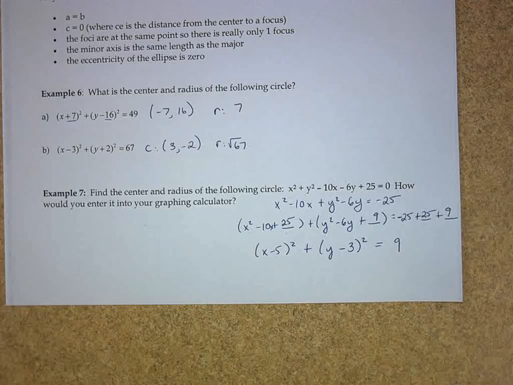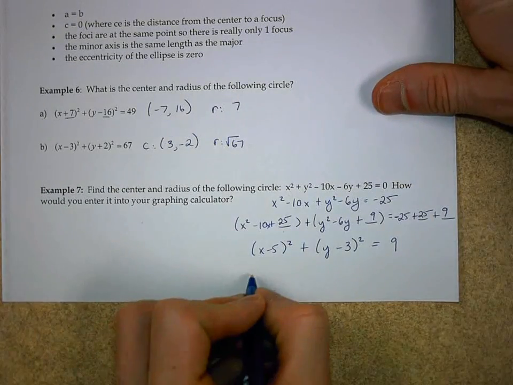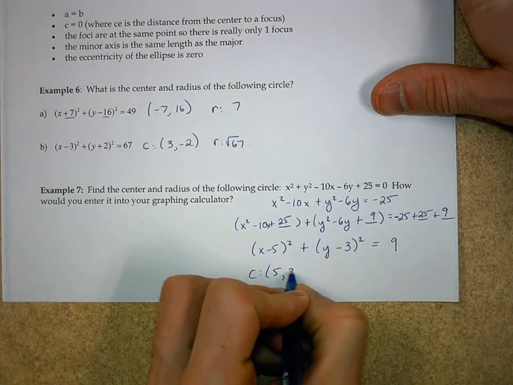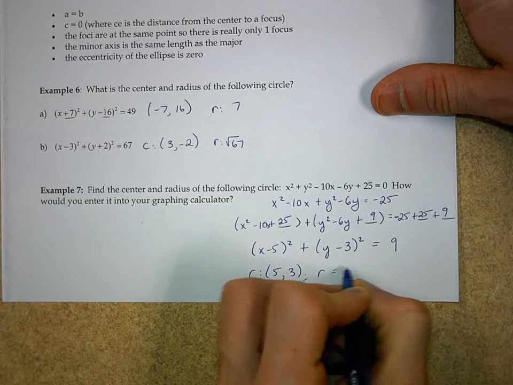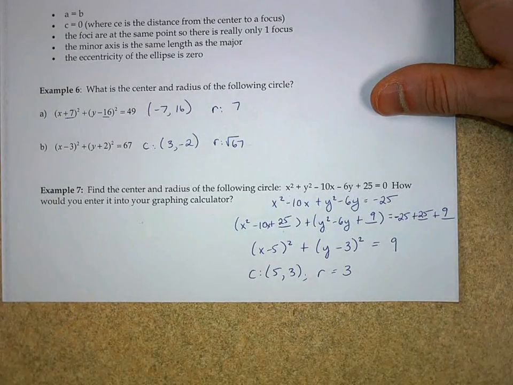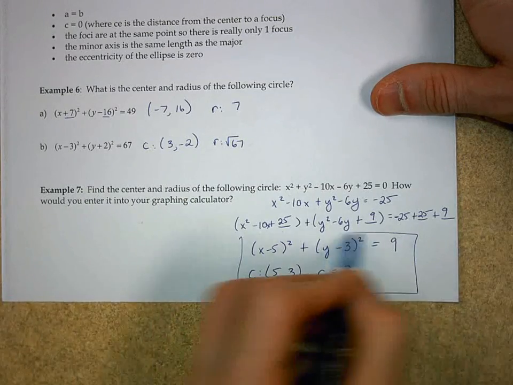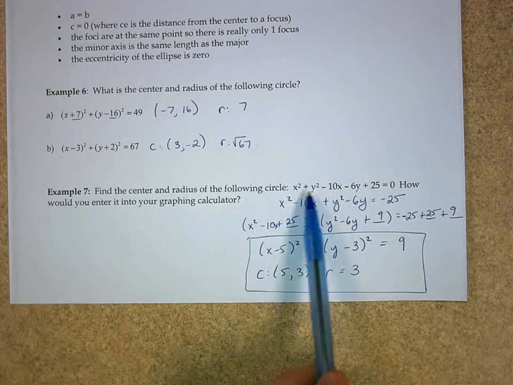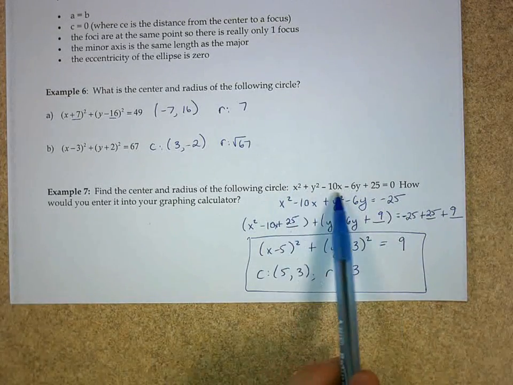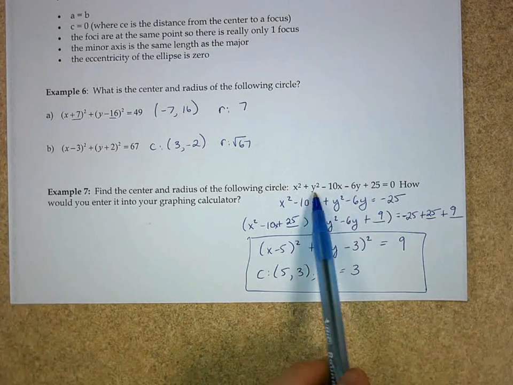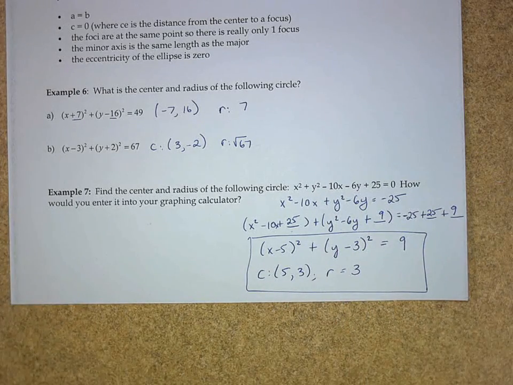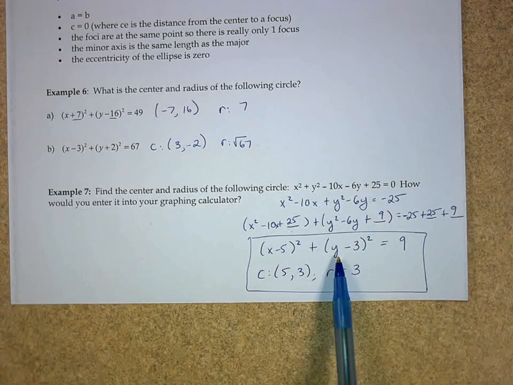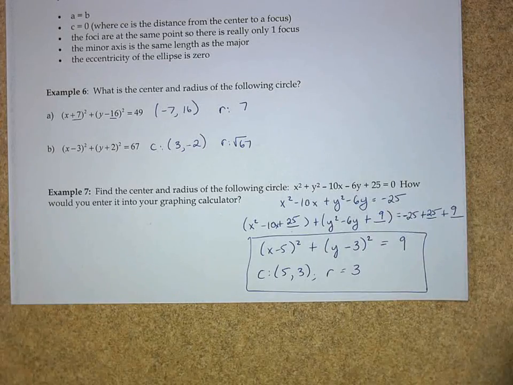So now that I've got my equation in standard form, I can determine that the center is going to be at 5, 3, and my radius is going to be 3. The other piece then is how would I enter it into my graphing calculator? I can't use this original problem to enter it into my graphing calculator in function mode because I've got two y's in the same equation, period. I've got to use my standard form here and then solve for y.